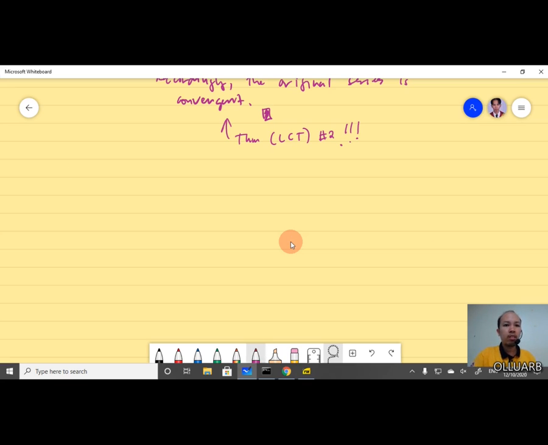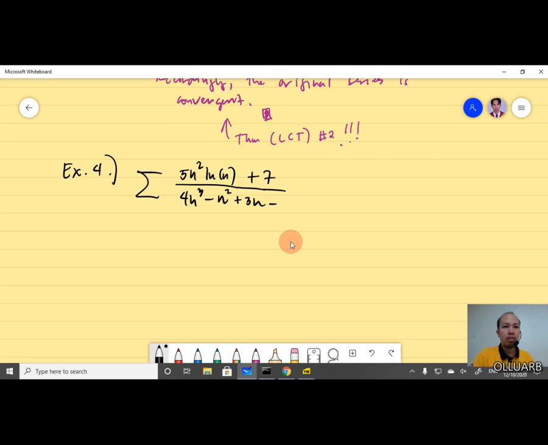Example number 4, we have the summation of 5n squared ln of n plus 7 over 4n cubed minus n squared plus 3n minus 2, n starts at 2 to positive infinity.